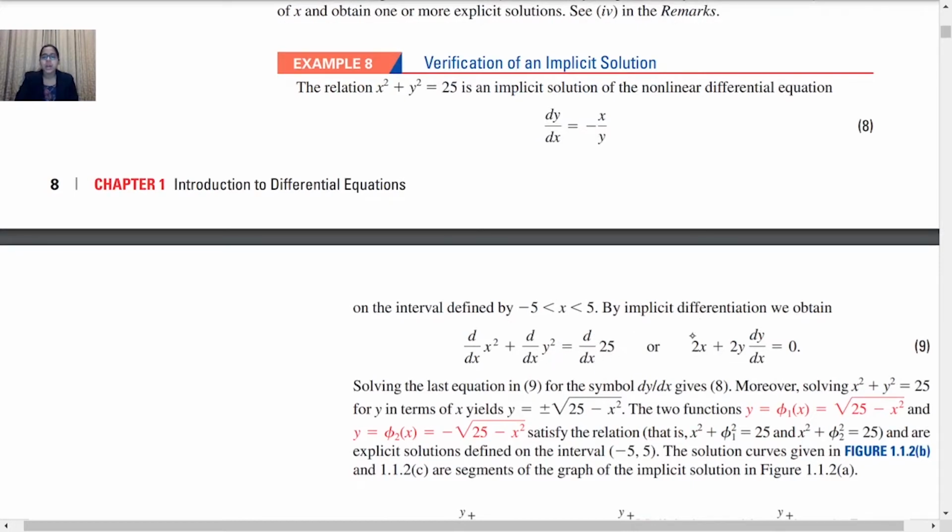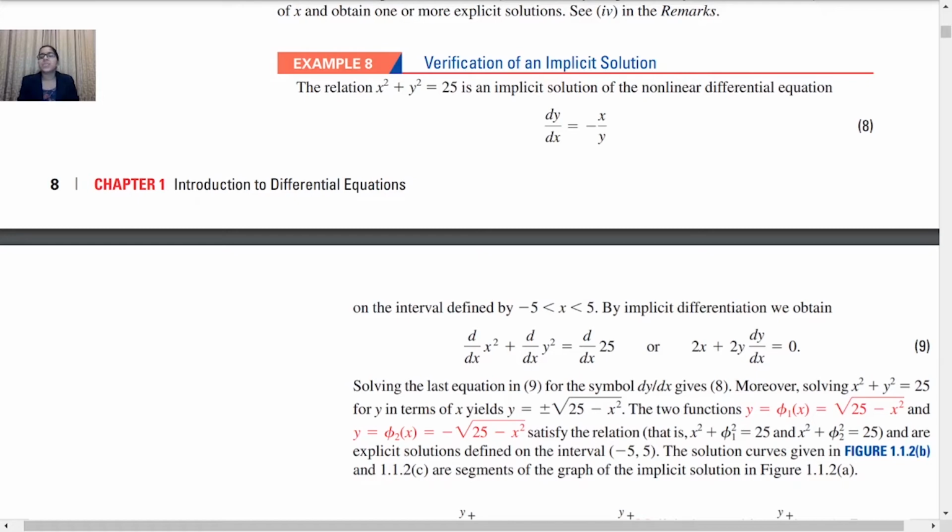So if I differentiate this equation with respect to x, I get 2x + 2y dy/dx = 0. I can take the x and y terms to the other side, and I get dy/dx = -x/y. So we get that this relation, x² + y² = 25, is actually a solution of the given differential equation.